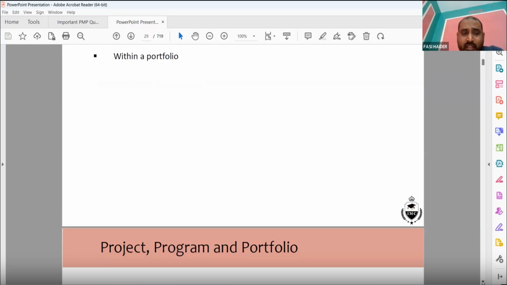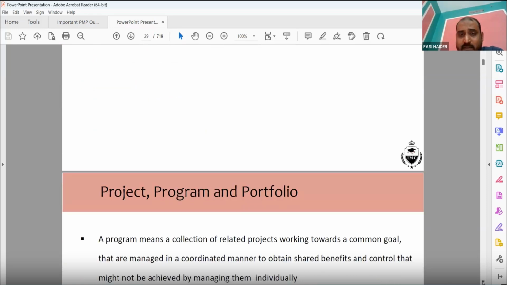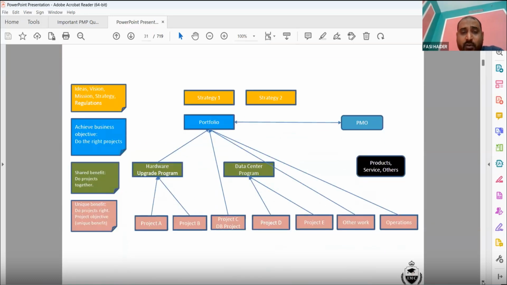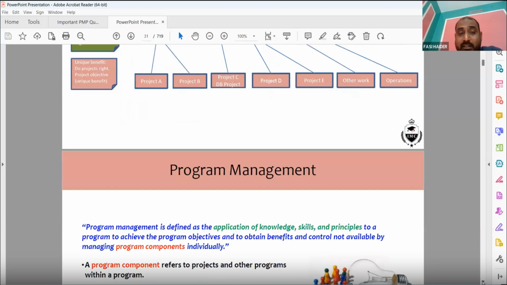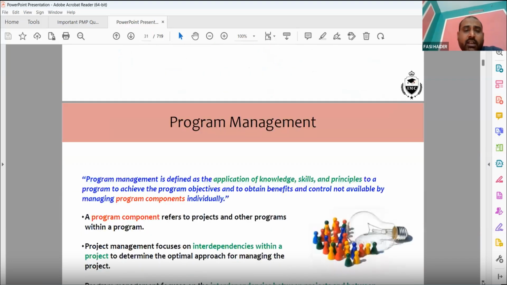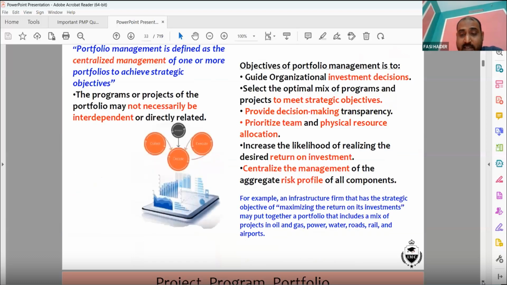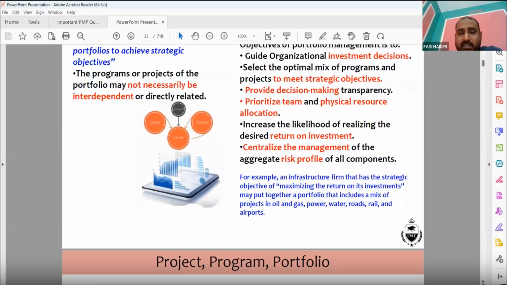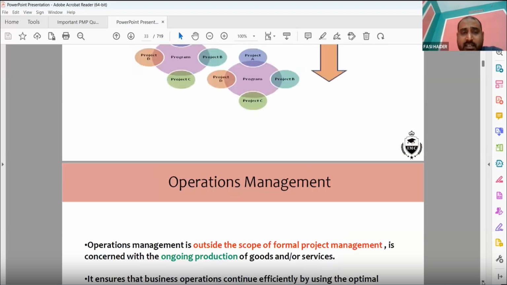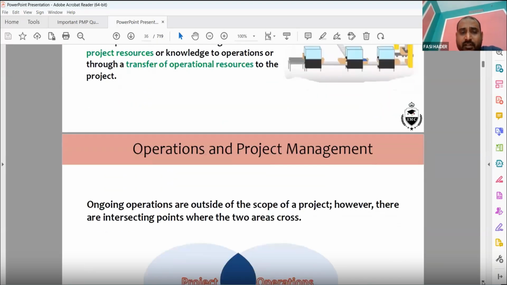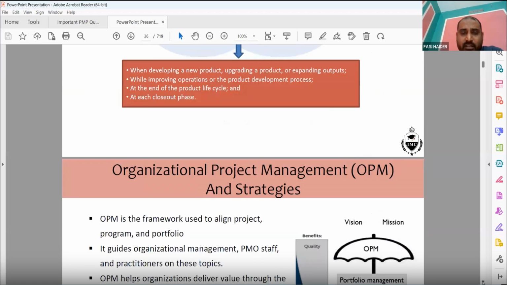Then project, program, and portfolio. We already explained that when you are doing a particular project, it is a project. When you are doing multiple projects of similar type, it is a program. And when you are doing different types of projects at the same time, it will be called a portfolio. Then what is operation management? It is outside the scope of formal project management. It is concerned with the ongoing production of goods and services. So we also studied this.